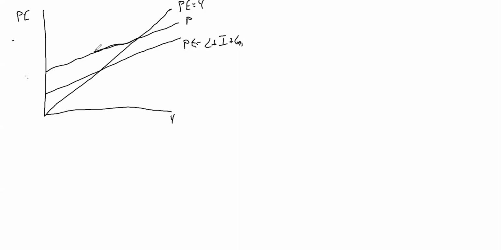So we now have PE is equal to C plus I plus G2. Okay? We can bring that over here to the IS curve.